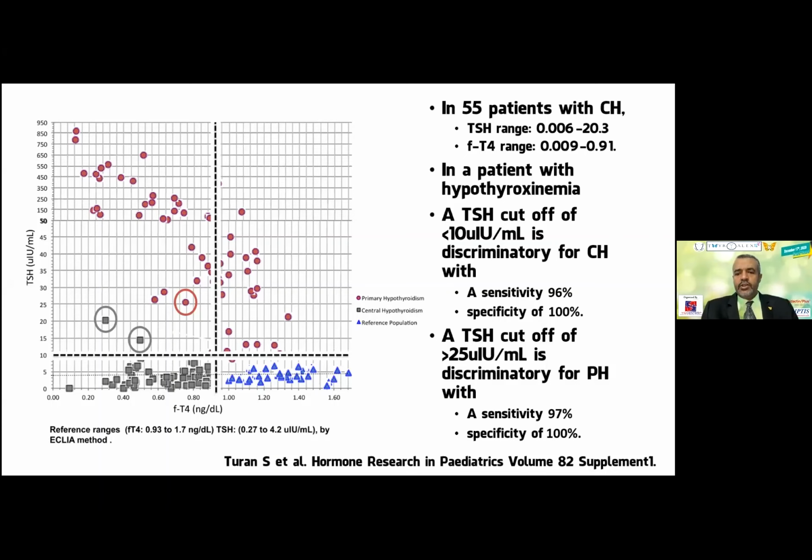If the TSH is less than 10, this confirms central hypothyroidism with a sensitivity of 96% and a specificity of 100%. If you have a patient with hypothyroxinemia with a TSH more than 25, this confirms primary hypothyroidism with a sensitivity of 97% and specificity of 100%.